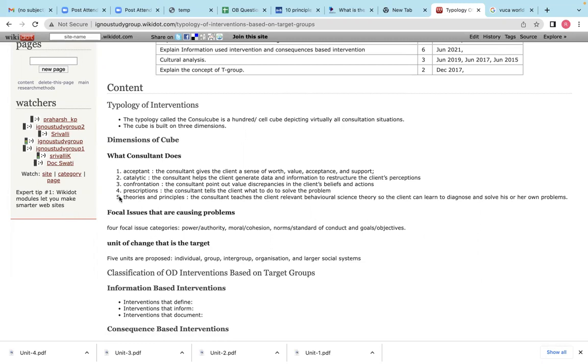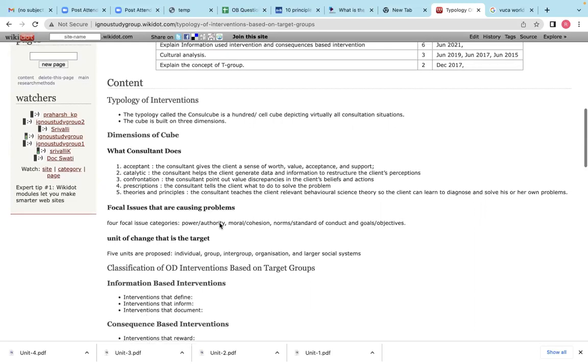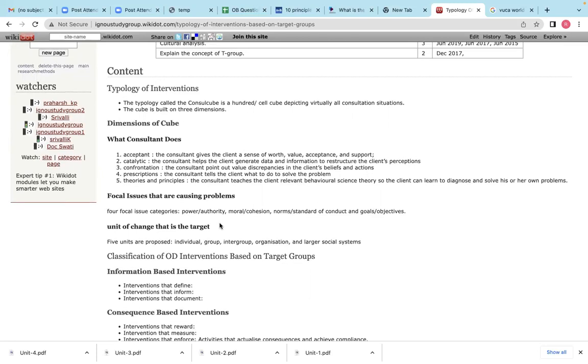These are the three dimensions that a consultancy situation would have. One, what is the consultant doing? Two, what is the problem he is going to solve, or rather, what is the issue he is concentrating on? Third, who is the target audience? Is it an individual or a group or intergroup or organization? So these are the three dimensions of the consult cube. This question is never asked, but I thought I'll give a very high level brief in case it is asked. I'm not going to spend much time on each dimension in detail.